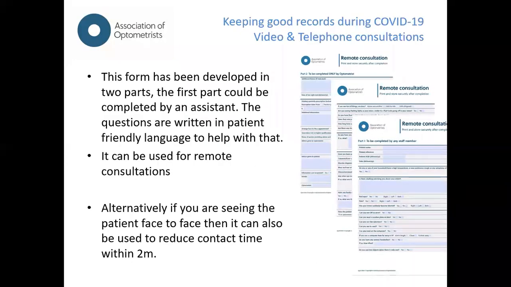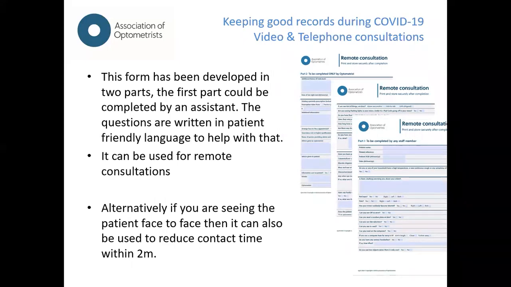And we've also been working on a remote consultation form, which I think will be live on the website on Tuesday. This has been developed in two parts. The first part could, in theory, be completed by an assistant. The questions have been structured in very patient-friendly language. So if you look at them and think that they seem simplistic, they're designed like that. If you've got an assistant, they can almost ask the question verbatim to the patient and just record what they say. And that may help depending on who's doing the triaging and then whether they're passing it on to an optometrist.